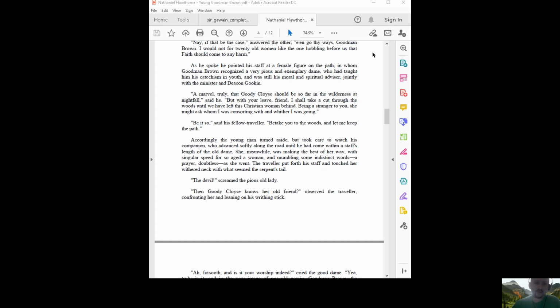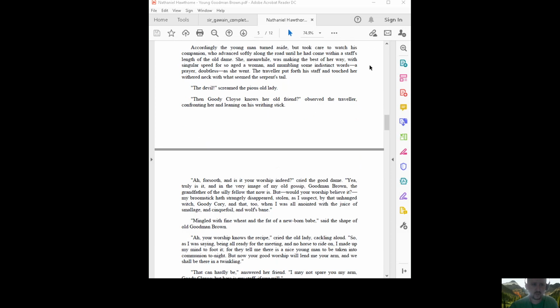"Be it so," said his fellow traveler, "betake you to the woods, and let me keep the path." Accordingly, the young man turned aside, but took care to watch his companion, who advanced softly along the road until he had come within a staff's length of the old dame.